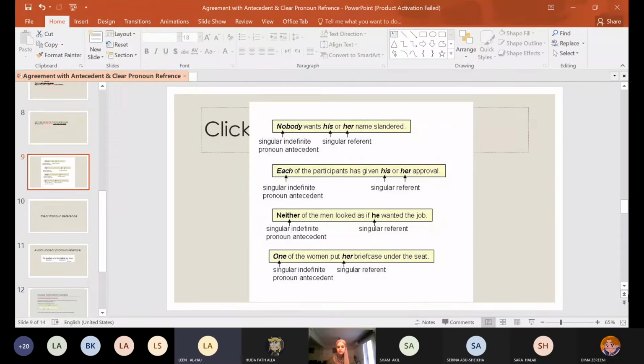Number four, Tia. Princess enjoys burying her bones. Yes, because it's Princess. Number 5.